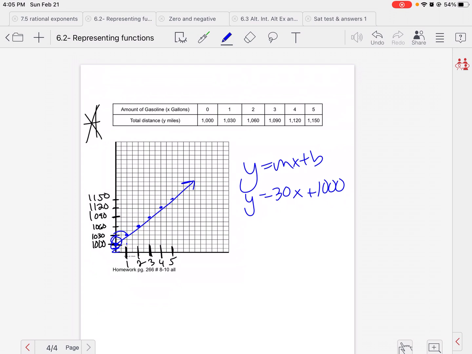Hopefully writing these equations is somewhat familiar to you from yesterday and our previous chapter, not chapter 5, but 4, I believe.